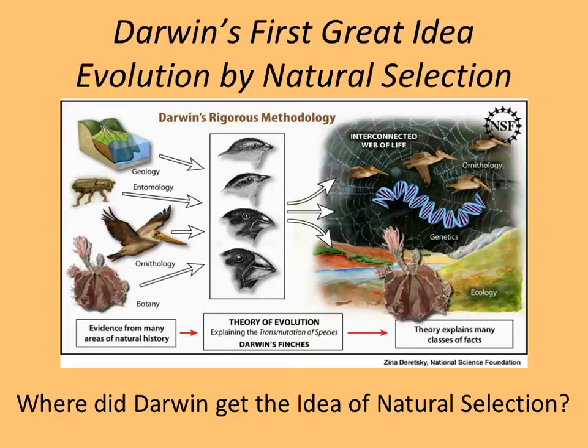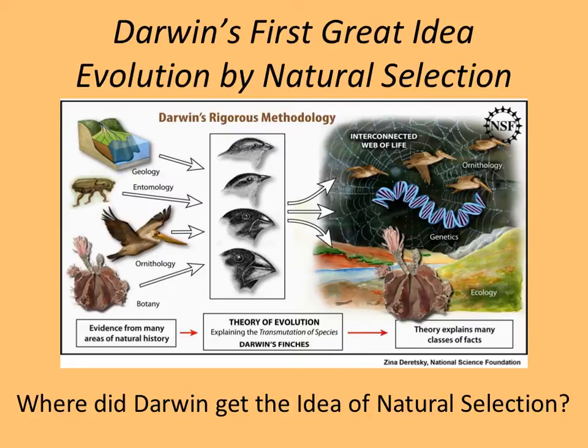Okay, and then evolution by natural selection makes a whole bunch of predictions and also observations. So we get observations from all over the place, including geology, living organisms, genetics, all kinds of things. Okay, so Darwin's idea of natural selection.